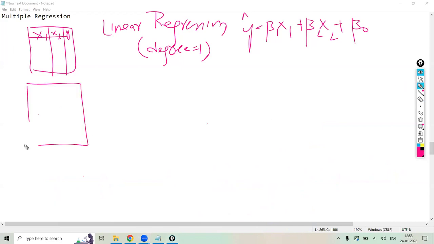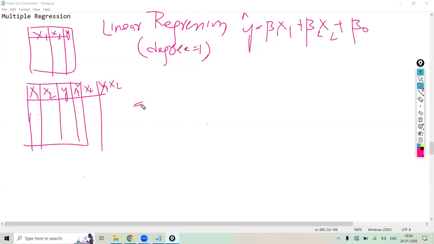Now here you have x1, x2, y. Now x1 square is created, x2 square, x1 into x2. These are the 3 additional columns. Now tell me, in total how many input variables are there now? Total, how many input variables? 5. Input variables are 5. Output variable is 1, total 6.